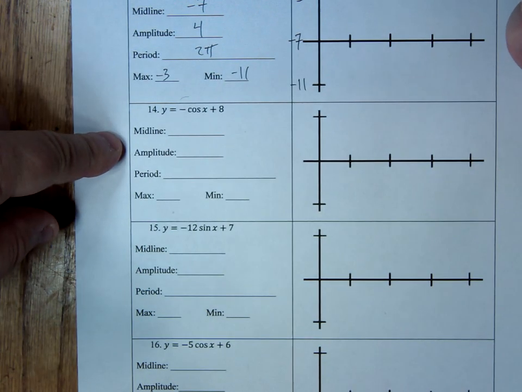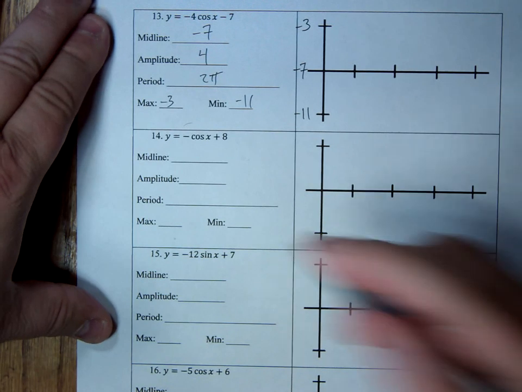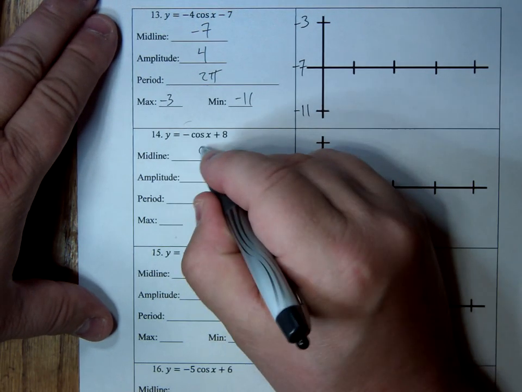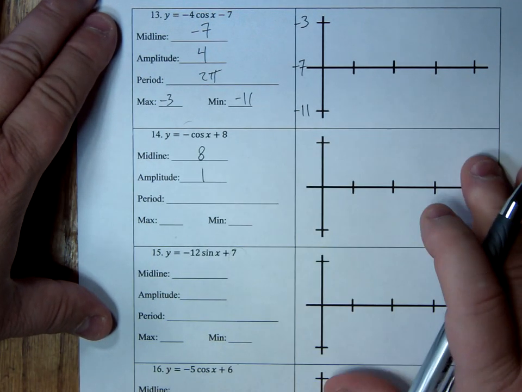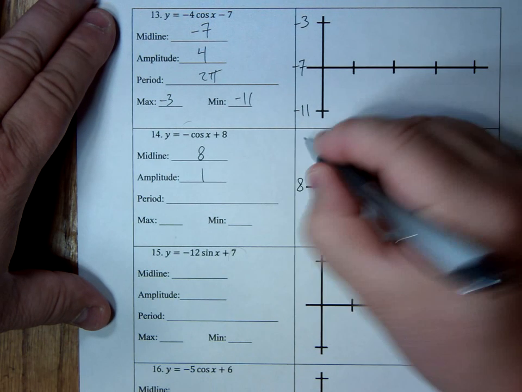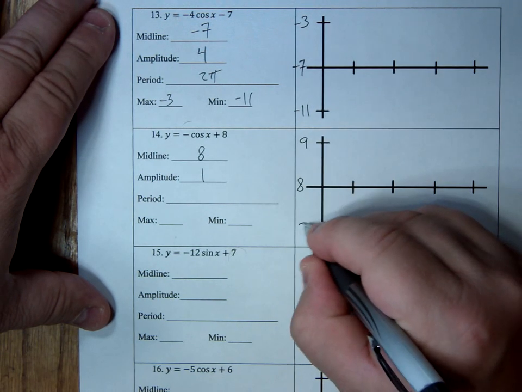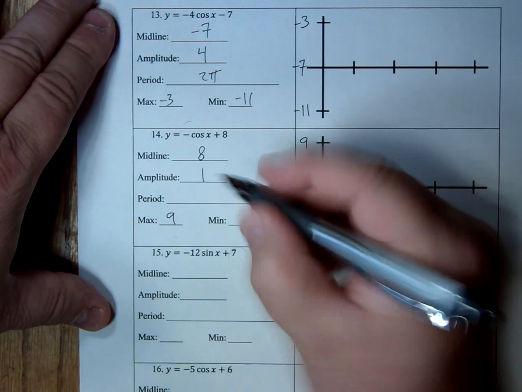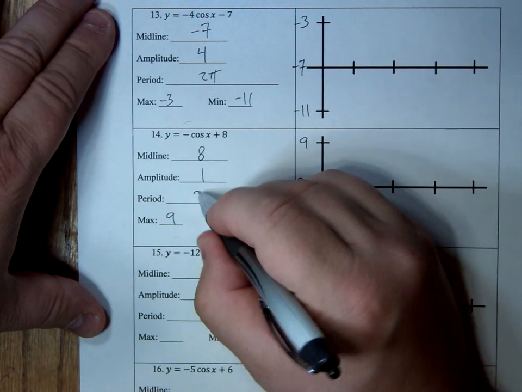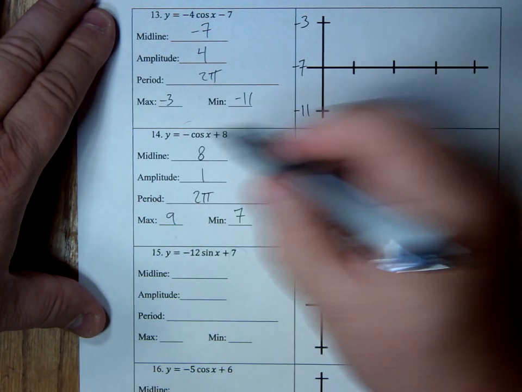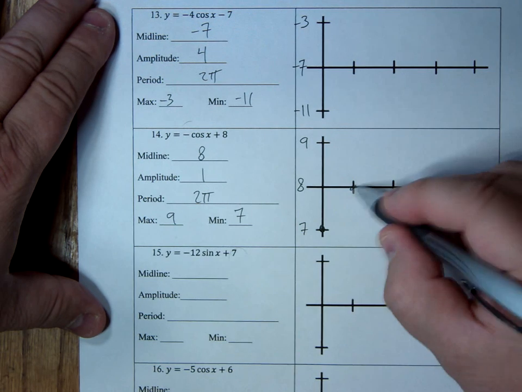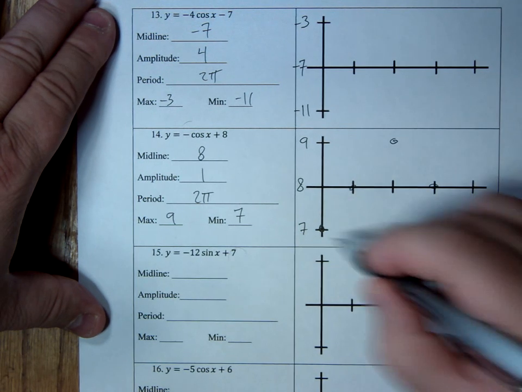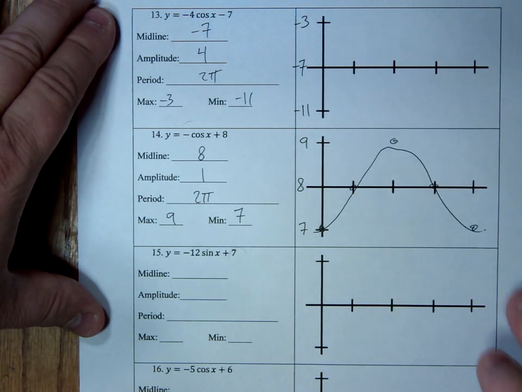Number 14. Oh, did you see all that? Yep. 14, your midline's at 8, amplitude's at 1. So 8, 9, 7. 9 is your maximum, 7 is your minimum. 2 pi is the period. Just remember, a negative cosine starts at the bottom. Oh, missed that 1 point.